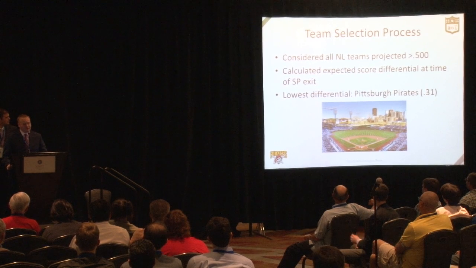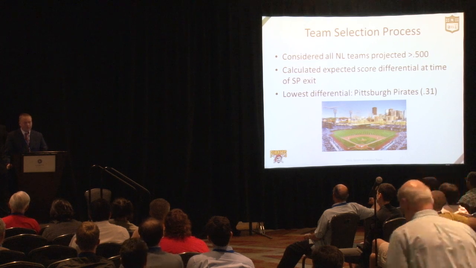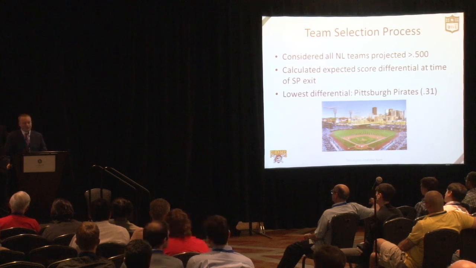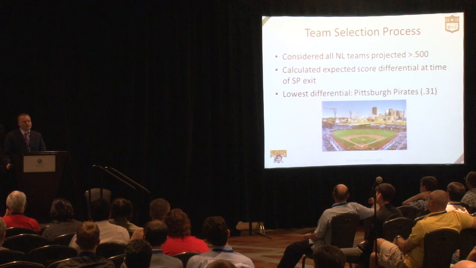Next, we calculated expected score differential at the time of the starting pitcher's exit for the coming 2016 MLB season. Then we found that the lowest run score differential was the Pittsburgh Pirates with a .31. This means that they'd have a lot of high leverage situations and have to play in a lot of close games, which is optimal for a very good bullpen. In context, the Chicago Cubs had a run score differential of roughly 1.